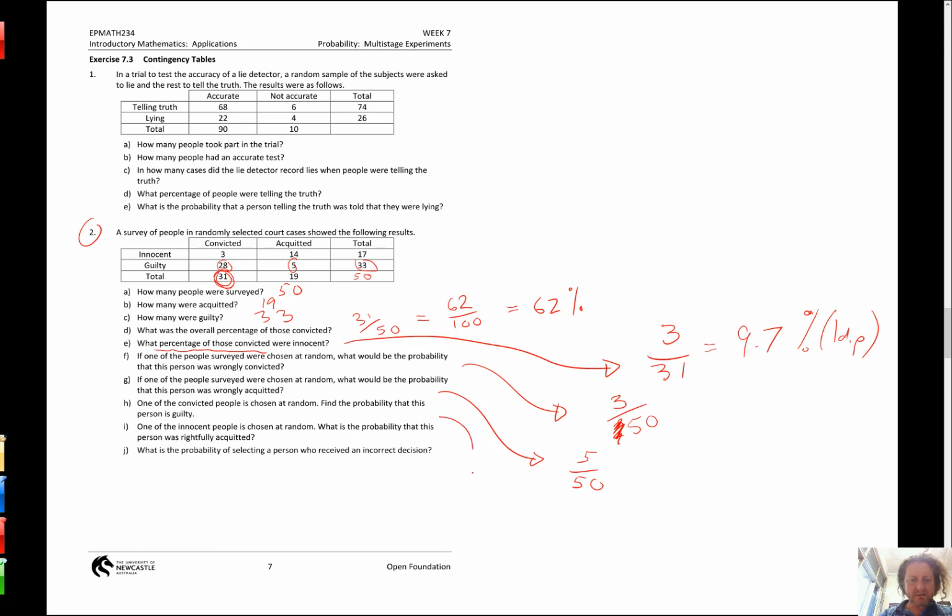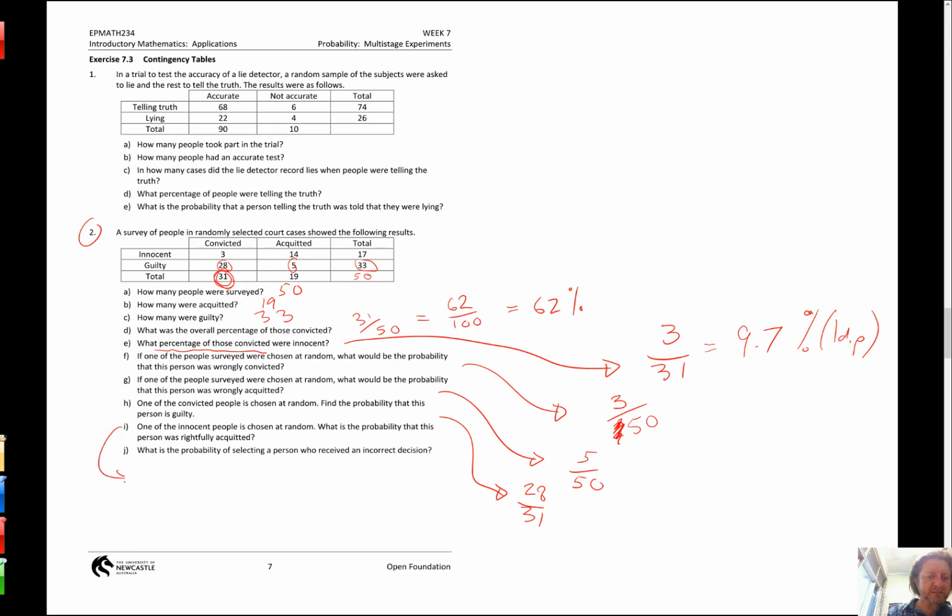And then H. One of the convicted people is chosen at random. Conditional, one of the convicted people. There are only 31 convicted people, my denominator has changed. One of these 31 people is chosen at random. Find the probability this person is guilty. Well, 28 out of those 31. And again, it didn't say what percentage, so I'm fine with leaving it as a fraction.